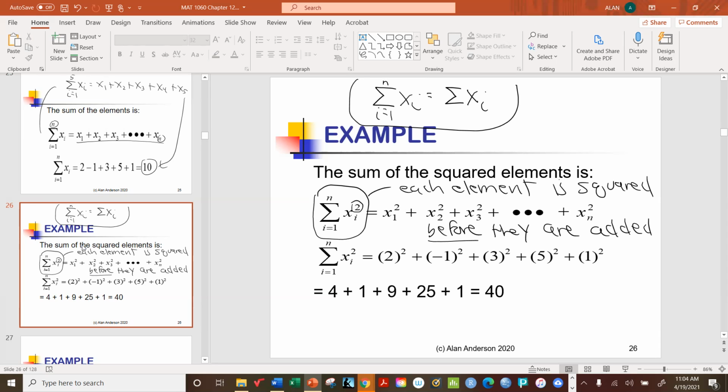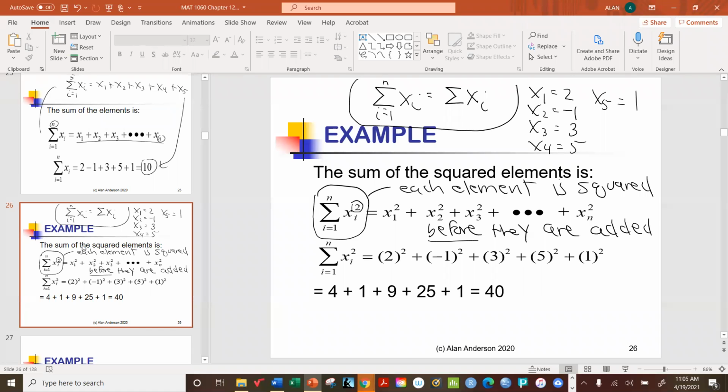So look what we have to do here. And remember, we had x1 is 2, x2 is -1. In fact, let me write these up here again. Just for reference. And what have we done? We've squared them all up, and then we were able to add them. So in other words, we have 2 squared is 4, -1 squared is 1, 3 squared is 9, 5 squared is 25, and 1 squared is 1.